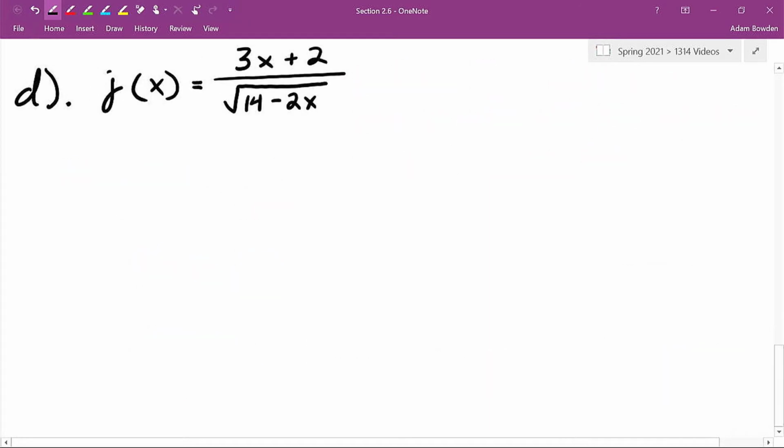Now let's look at this function, which is kind of a combination. J of x is equal to 3x plus 2 all over the square root of 14 minus 2x. So like in the last one, we're going to solve what's on the inside of the square root for greater than or equal to 0.